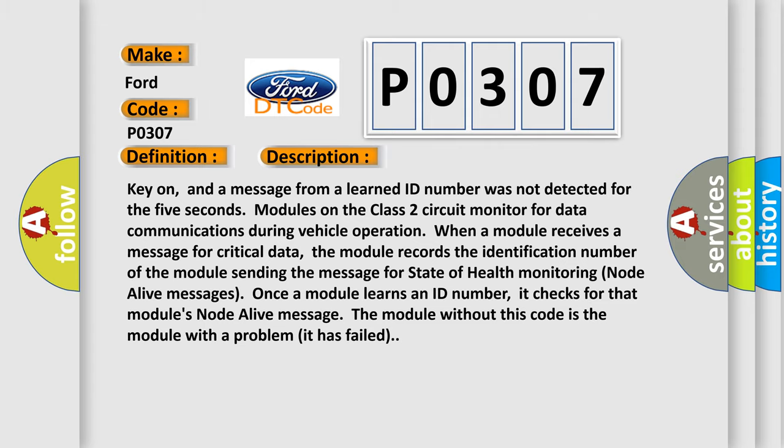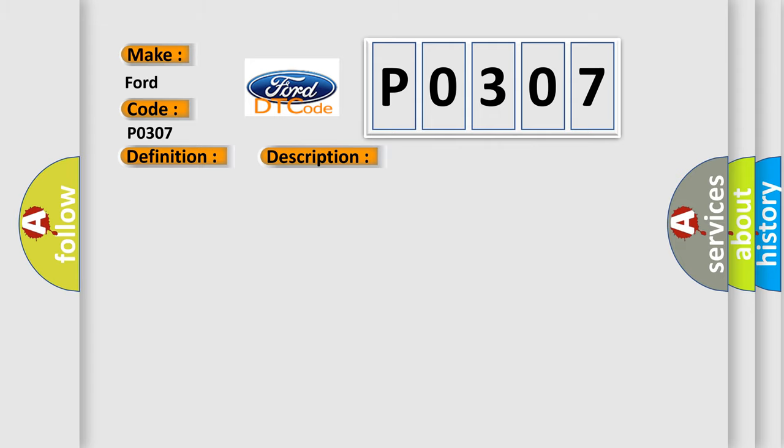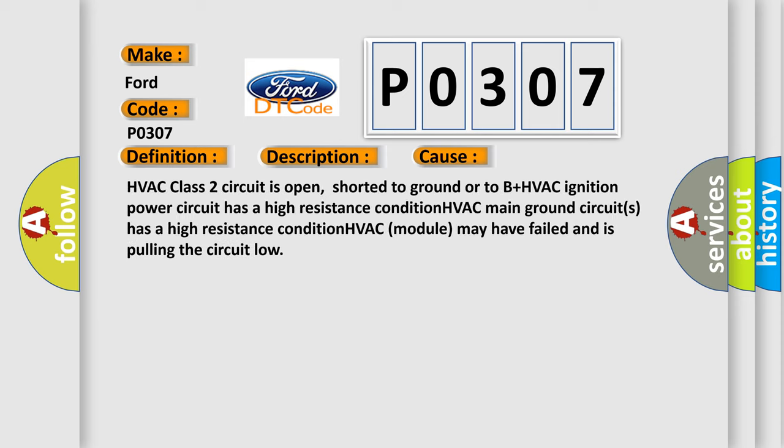It has failed. This diagnostic error occurs most often in these cases: HVAC class 2 circuit is open, shorted to ground or to B plus. HVAC ignition power circuit has a high resistance condition. HVAC main ground circuits have a high resistance condition. HVAC module may have failed and is pulling the circuit low.